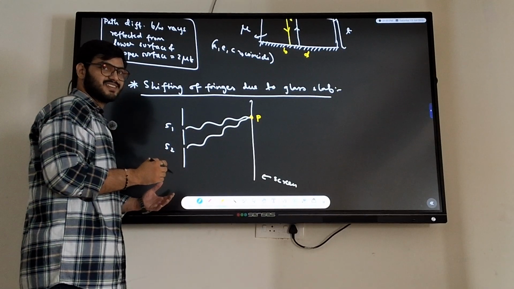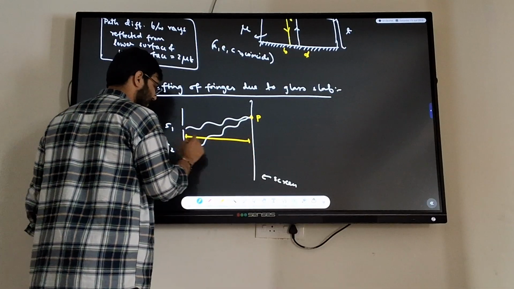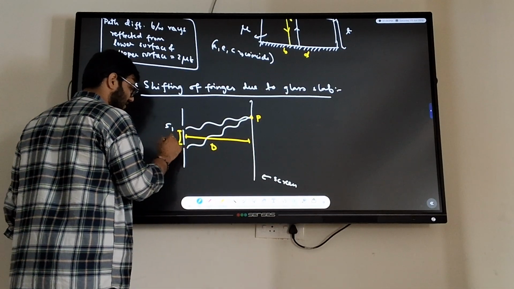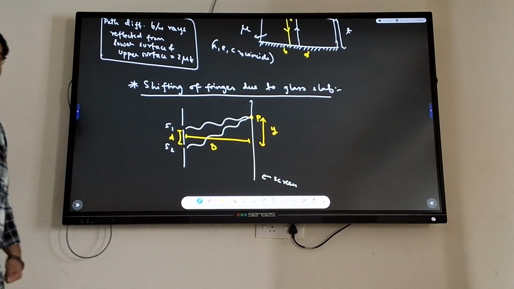How can you directly say? This is capital D, this is small d, and this is the distance y from this. Yes or no?